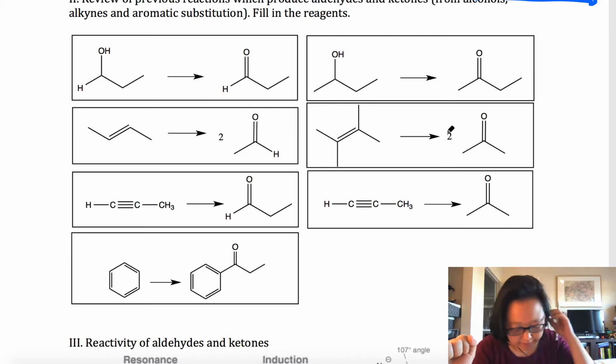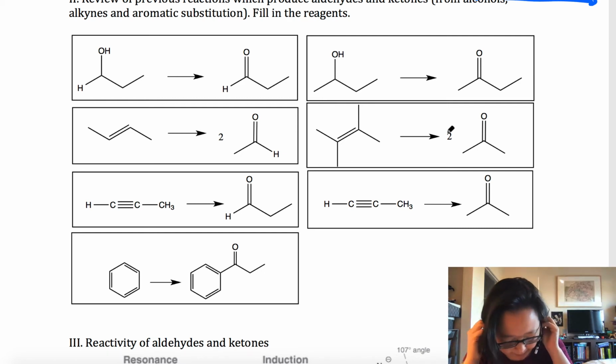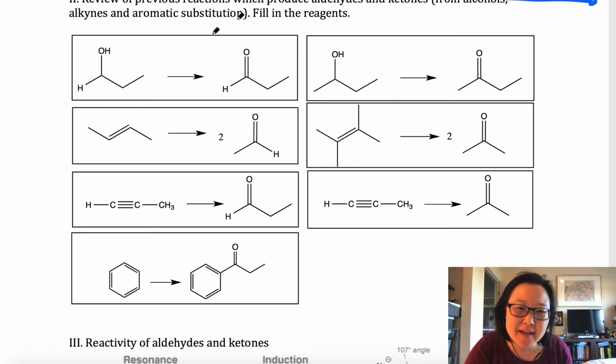For this next part, we're doing a quick review of some of the past reactions we've had in Chem 1 and 2. This is usually pretty hard for people to remember all the reagents that you've learned up until now. So what I would recommend is try to do this just like that if you can. And let's pause it and give you a chance to try them out.